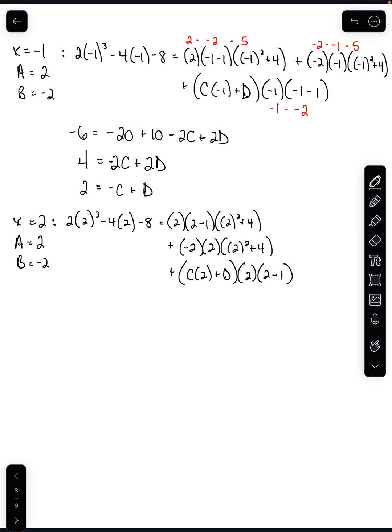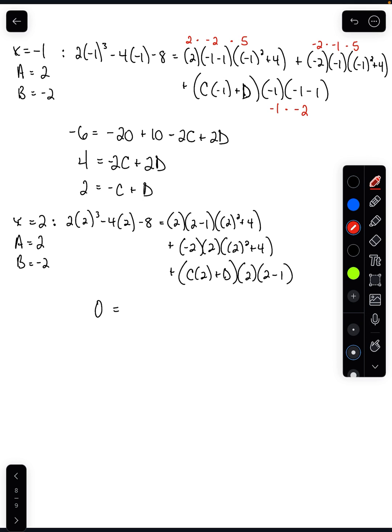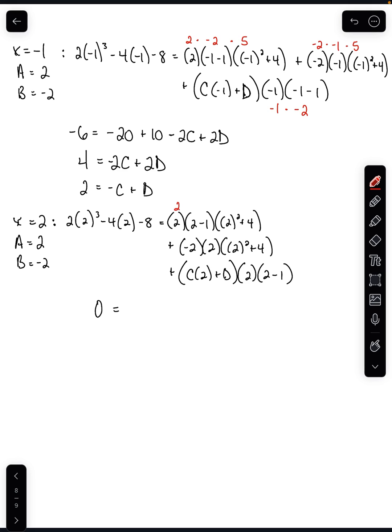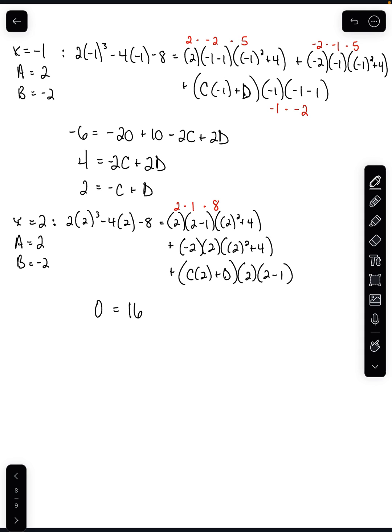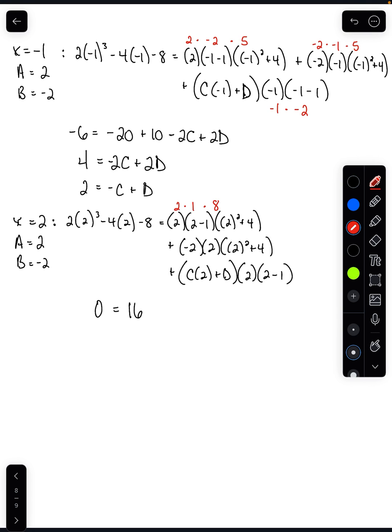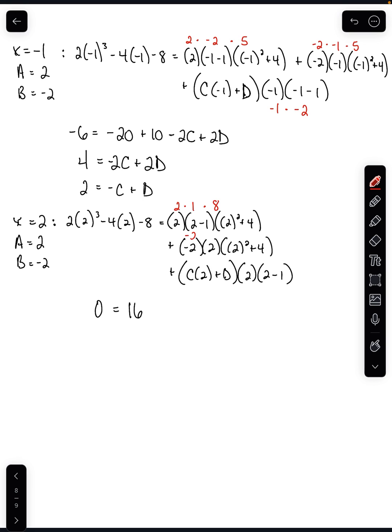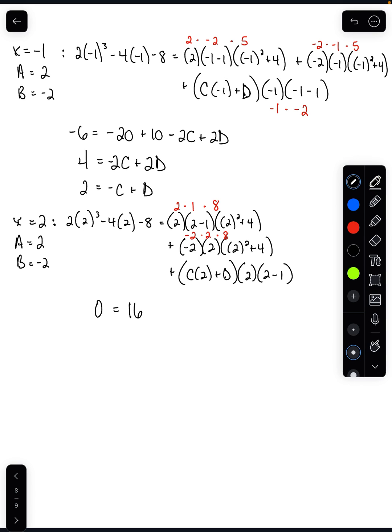A lot of stuff going on again, but again, if we're careful, we can work through it. The left side will actually simplify to 0. On the right side, the first term is 2 times 1 times 8, giving us 16. The second term is negative 2 times 2 times 8, giving us negative 32.